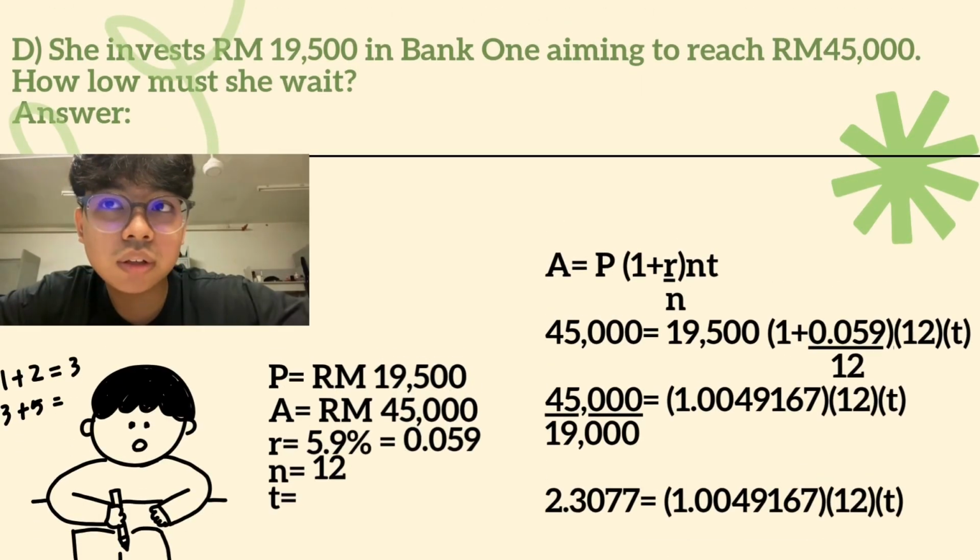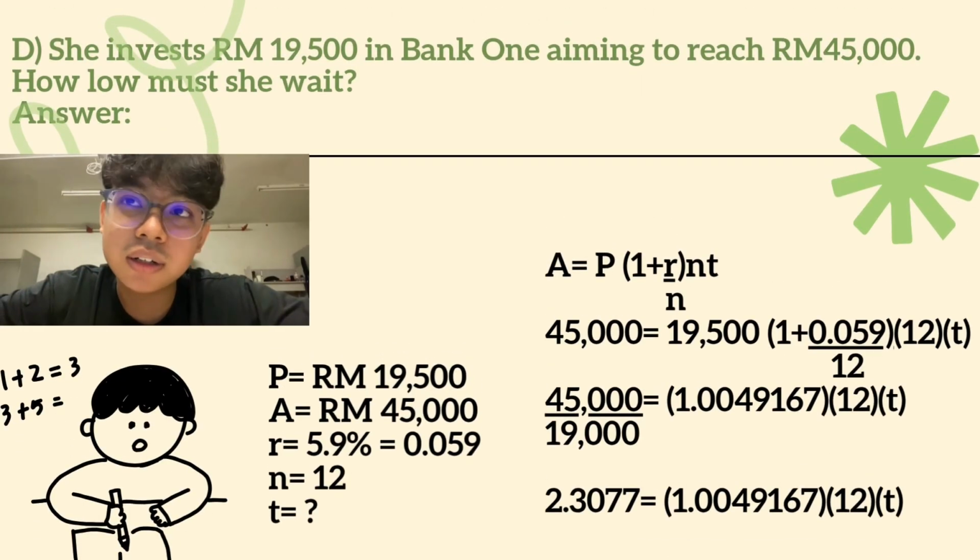So we'll go to section D. She invests 19,500 ringgit in bank 1, aiming to reach 55,000 ringgit. How long must she wait?